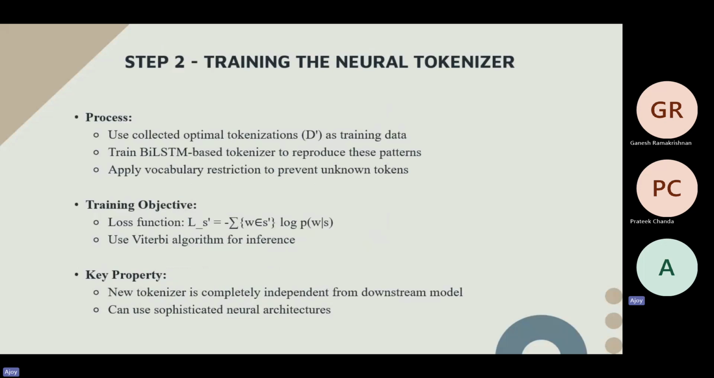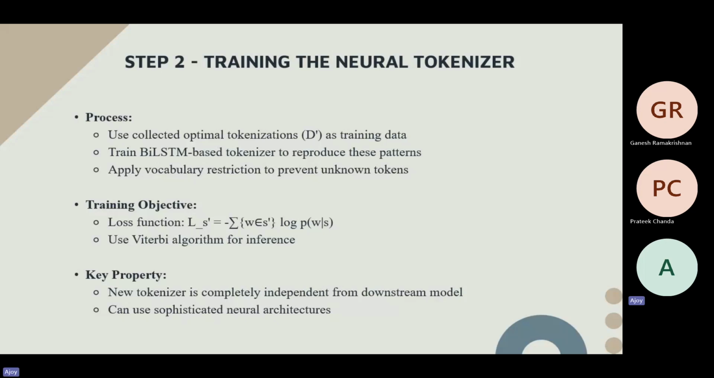So we have collected all the tokenizations, and then we train an LSTM-based tokenizer to reproduce those patterns for a new text sample which is coming. They have used this loss function and they have used the famous Viterbi algorithm for the inference.